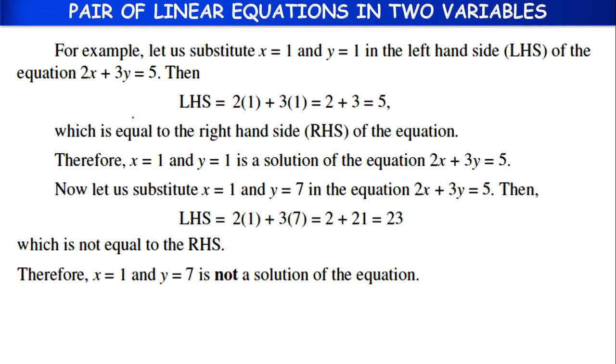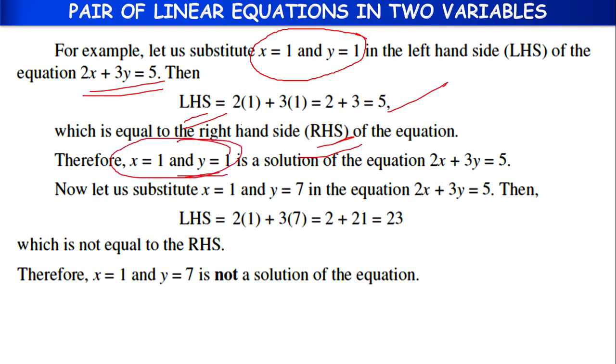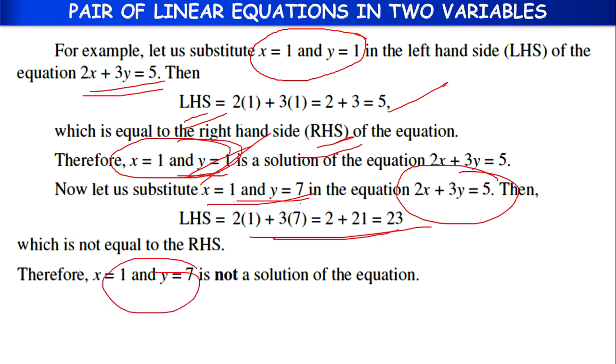So here, suppose in the equation, if you keep x equal to 1, y equal to 1, then LHS is 5, which is equal to RHS. The equation is satisfied for these values, so this is the solution. And if you keep x equal to 1 and y equal to 7, the equation is not satisfied.